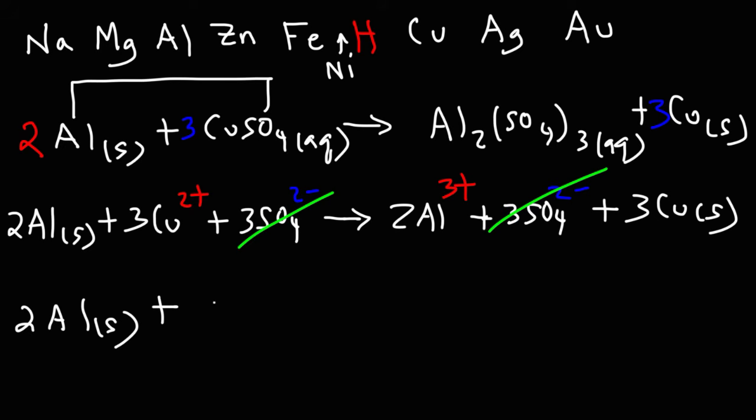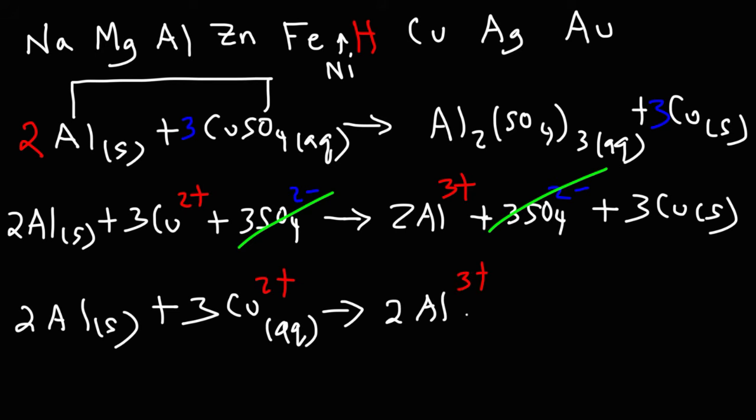So we have 2 aluminum atoms, 3 copper 2 plus ions, and let's write the phase of that. That's going to be an aqueous phase, and that's going to turn into 2Al3 plus, which is also an aqueous phase. And we're going to get 3 copper atoms. So that's how you can write the net ionic equation of a single replacement reaction using the activity series of metals.